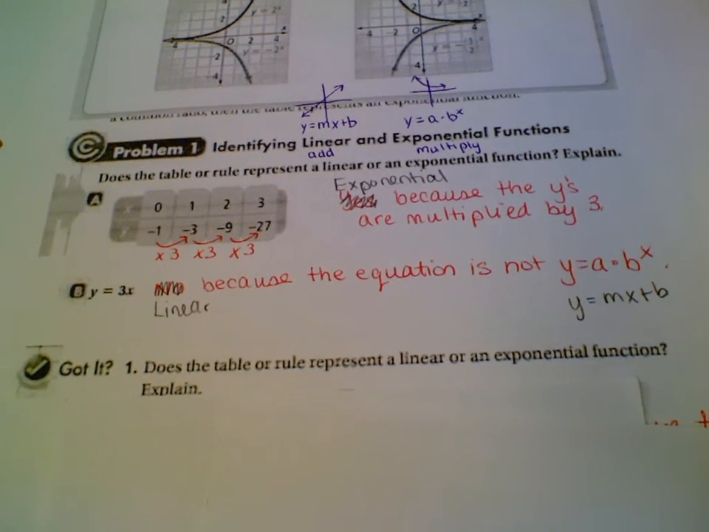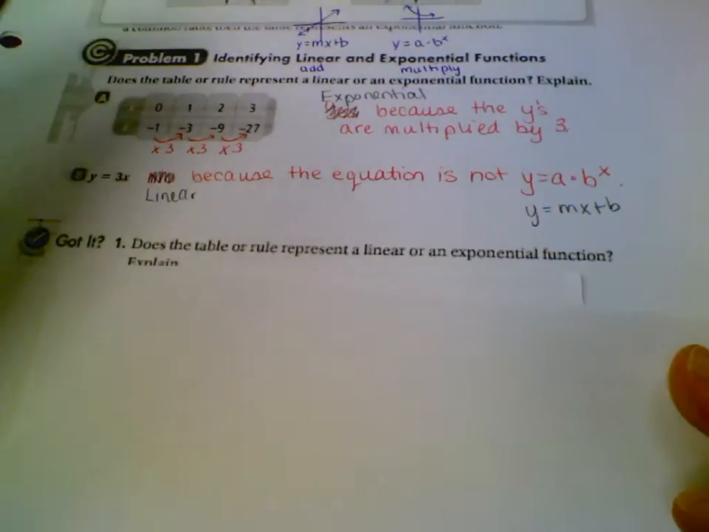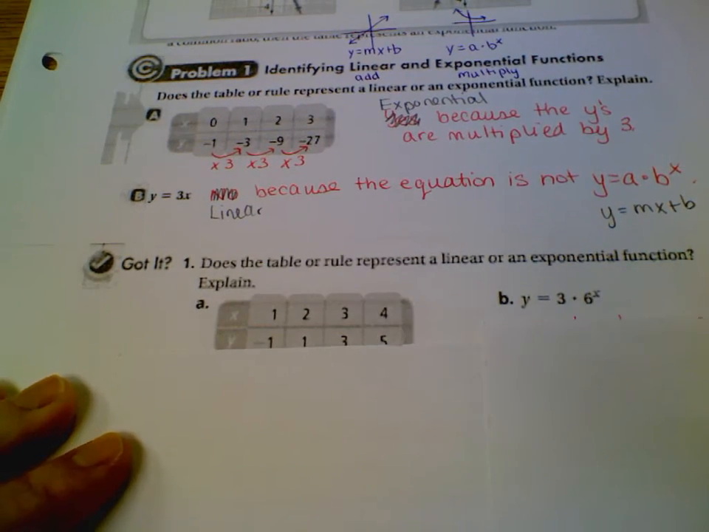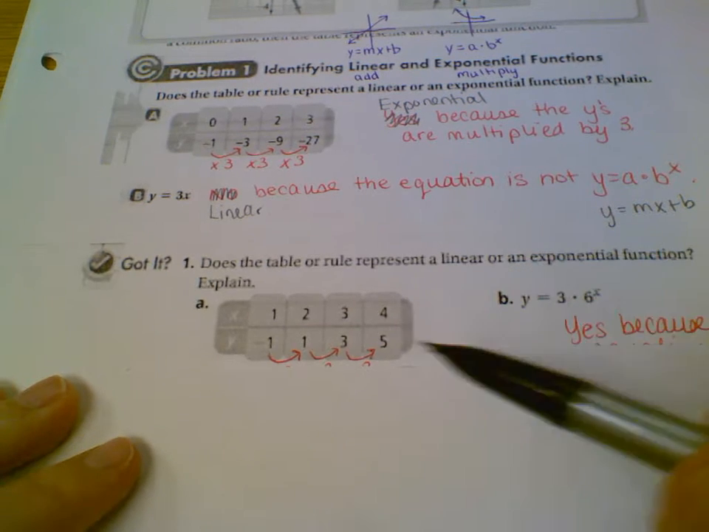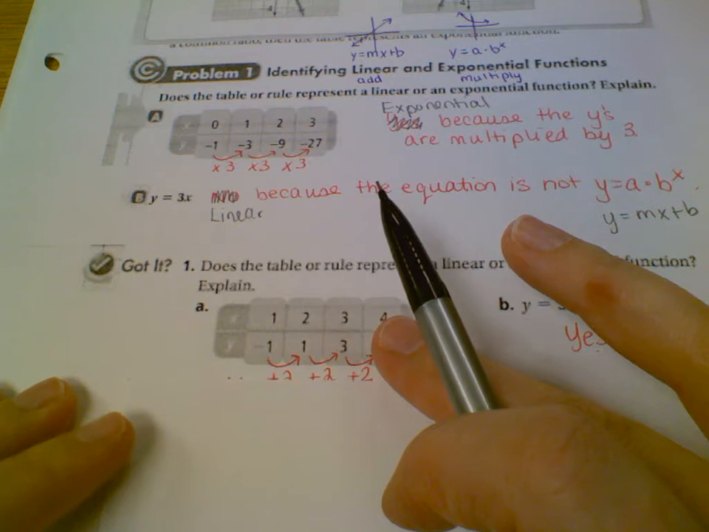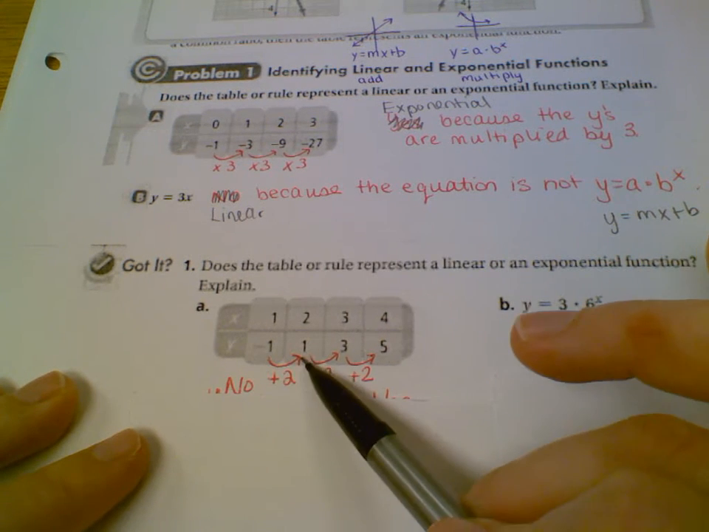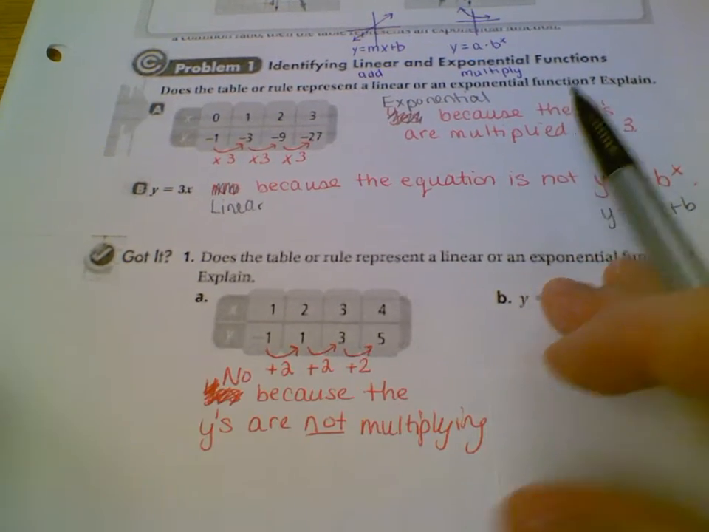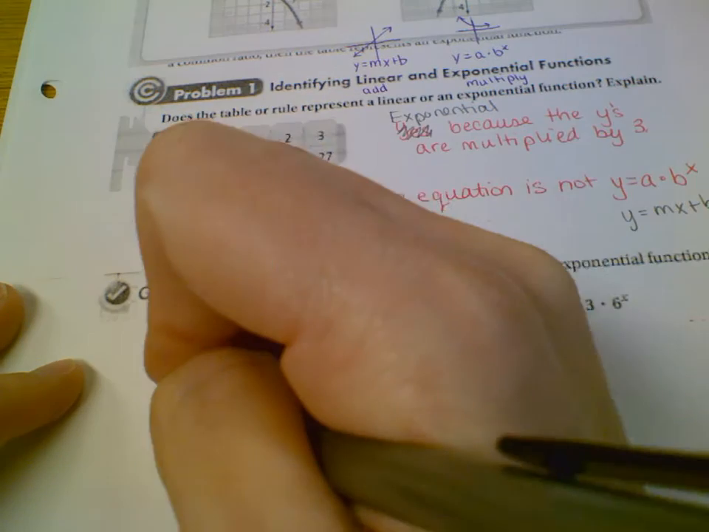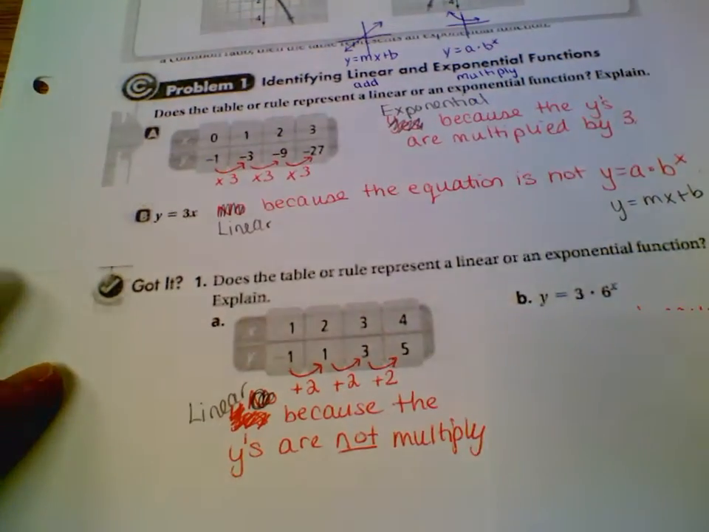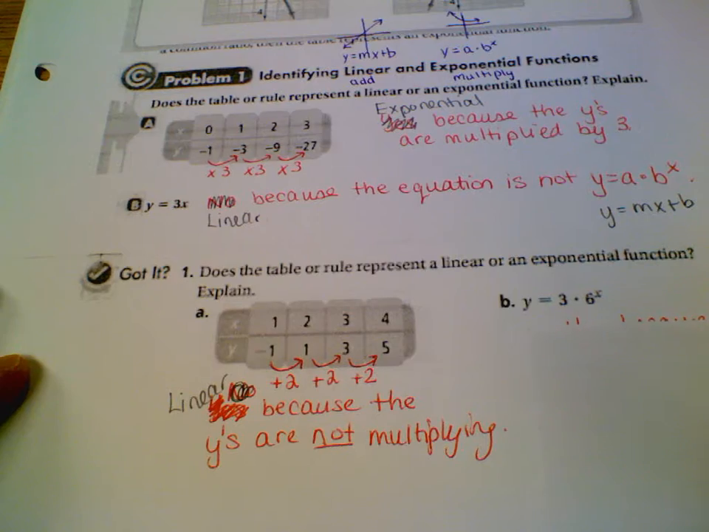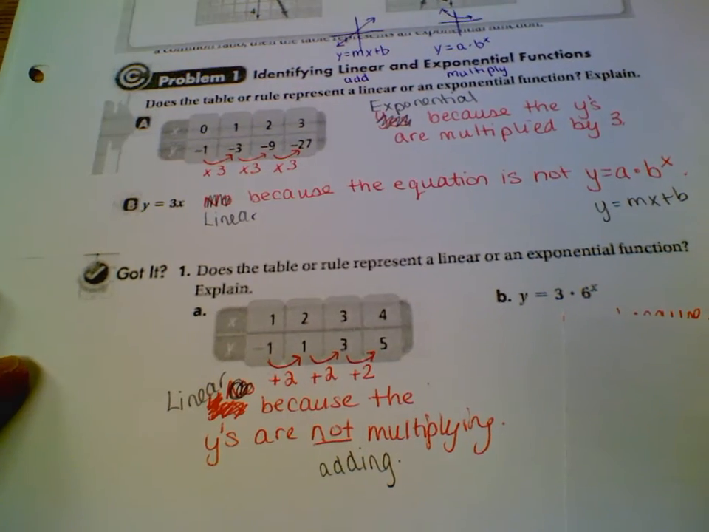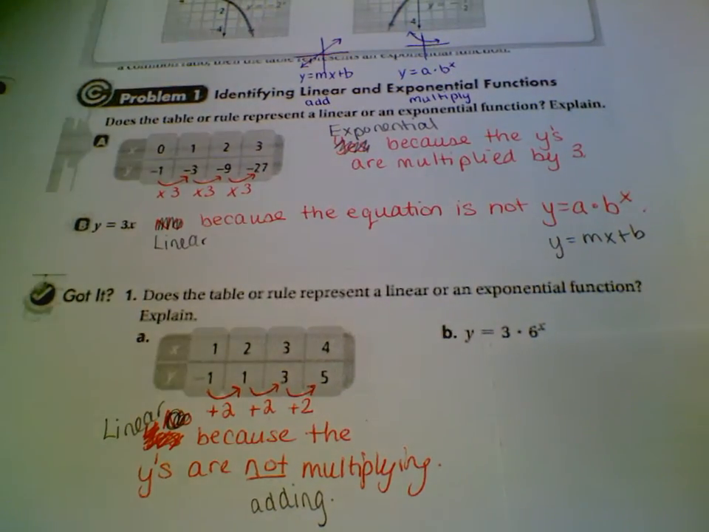Okay, you're going to pause the video and try the got it question. So in the got it question, my first one is a table. I have my x's going up by 1, but again we don't look at the x's. My y's, I find out that I'm just adding 2 every time. So in this case, since I'm adding 2 every time, I am linear, and I'm linear because I am not multiplying, I am adding every single time.